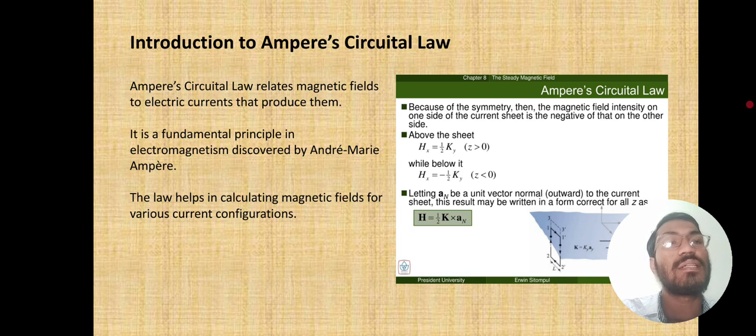You have seen the right side of the Ampere's circuital law derivation. Because it is symmetric, the magnetic field intensity on one side of the current sheet is the negative of that on the other side. Above the sheet, Hx is equal to 1/2 K y for z less than 0, while below it Hx is 1/2 K y for z greater than 0.